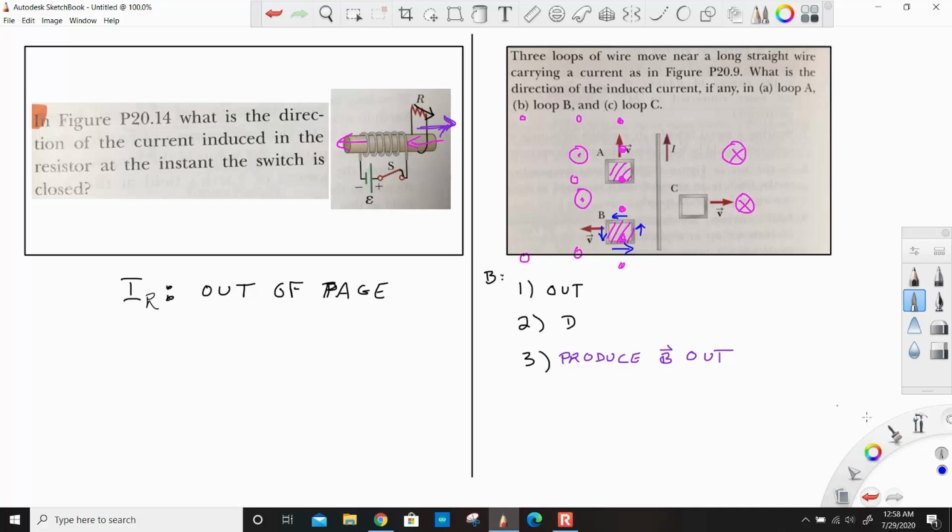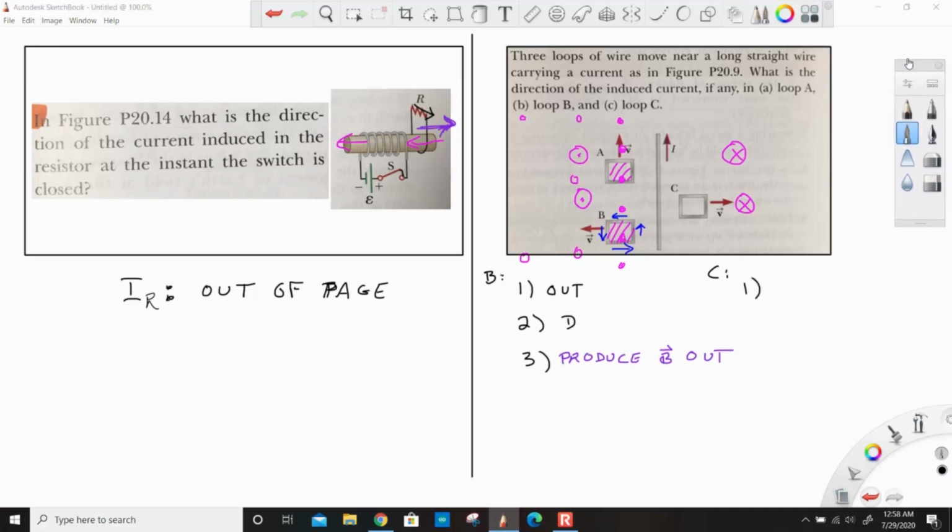Okay, let's do that same process over here for C. We need to answer these questions. We'll say, number 1, is the flux in or out of the page? Well, in this case, it's actually into the page. 2, is it increasing or decreasing? In fact, it is still decreasing. We're going the opposite direction, but we're still moving away from the wire. We're going from a place of very strong magnetic field to a place of very weak magnetic field.